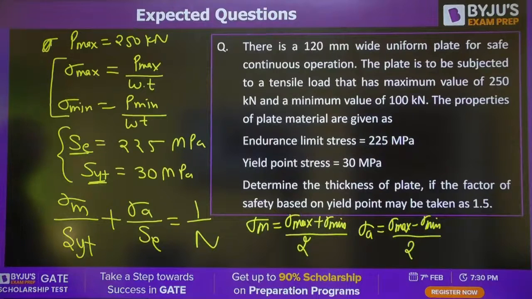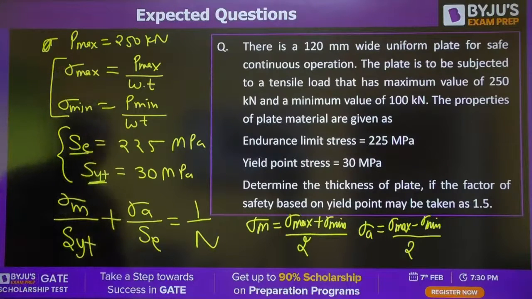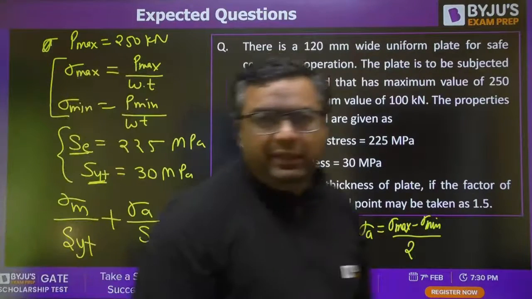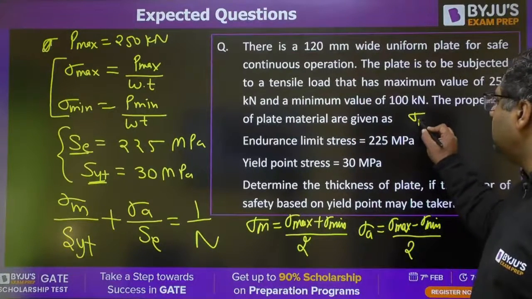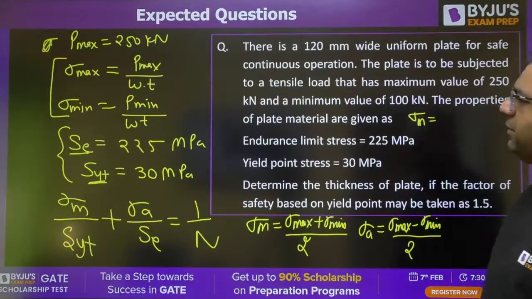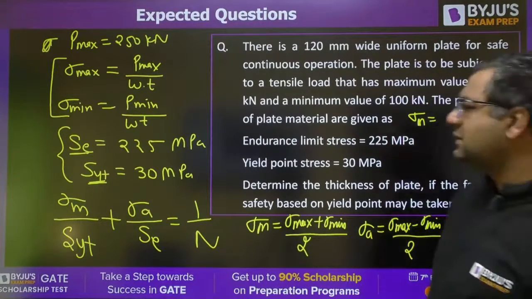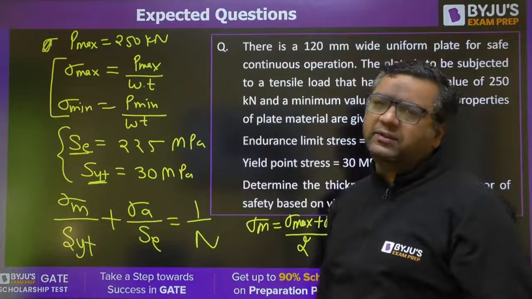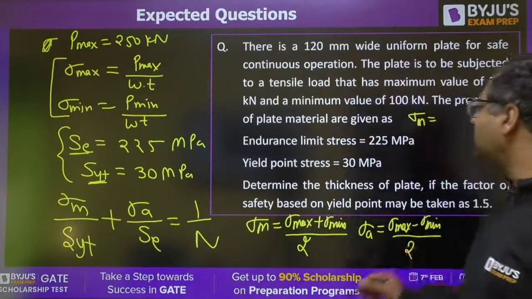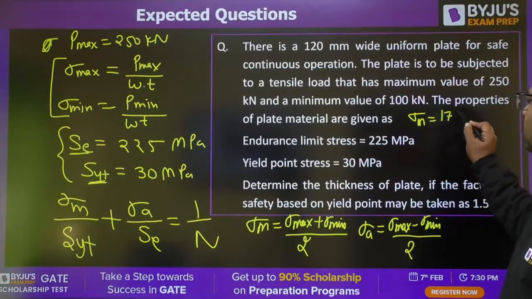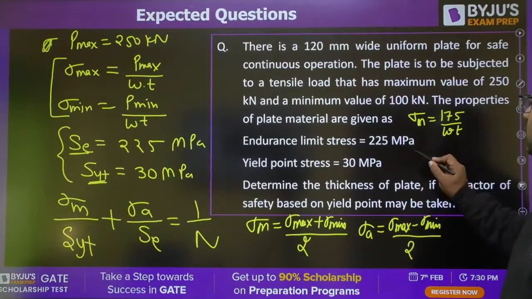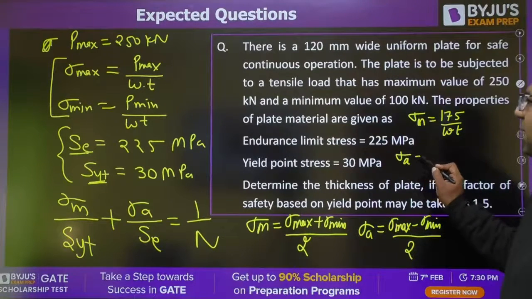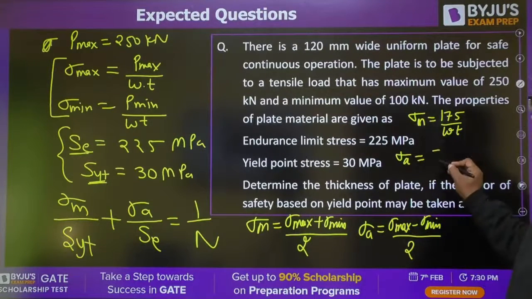Okay, when this is 250, then you will be finding sigma mean. What will you get as sigma mean? Sigma mean will be maximum plus minimum by 2. 250 plus 250 plus 100 is 350, and 350 by 2 is 175 upon WT. Also, this is in kilonewton. Sigma amplitude will be 75.